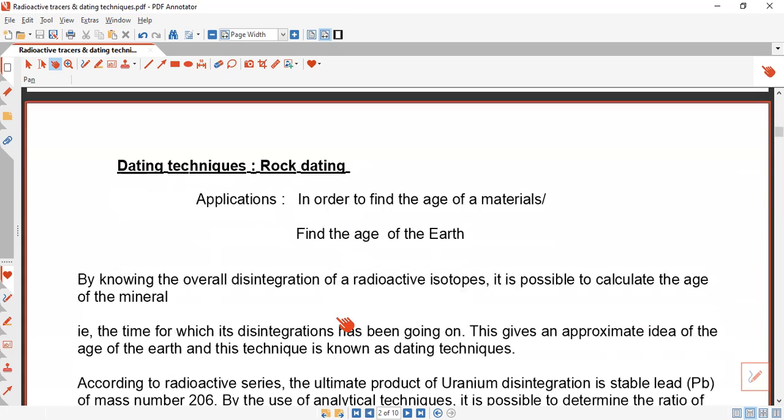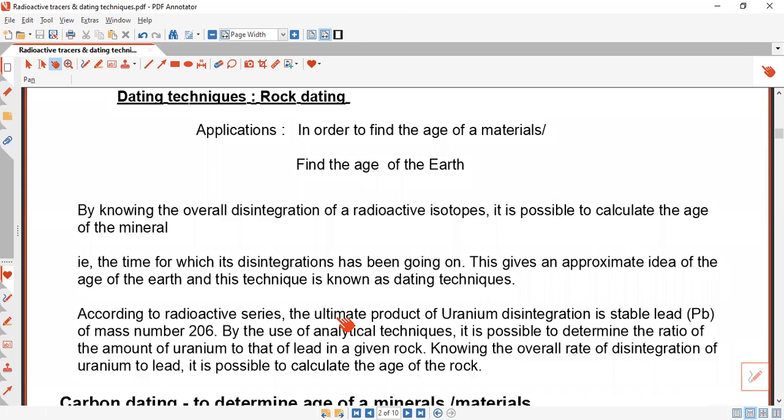The next application is the dating technique, or rock dating, used to find the age of the earth or the age of minerals or materials. By knowing the overall disintegration of a radioactive isotope, we can calculate the age of a mineral, and that technique is known as dating technique or rock dating. It is based on the time for which disintegration has been going on. This gave an approximate idea of the age of the earth.